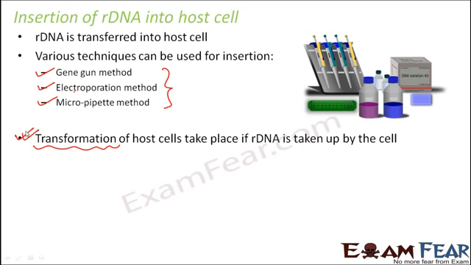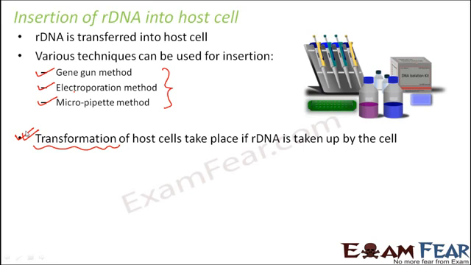Now, whether the transformation will take place or not, that again depends. There can be some transformants, there can be some non-transformants. So if the recombinant DNA is resistant to an antibiotic, how do we check whether the transformation has taken place or not? How do we distinguish between the transformants and the non-transformants? For that purpose, we allow the entire culture to grow in the presence of an antibiotic. For example, we take an antibiotic like ampicillin.